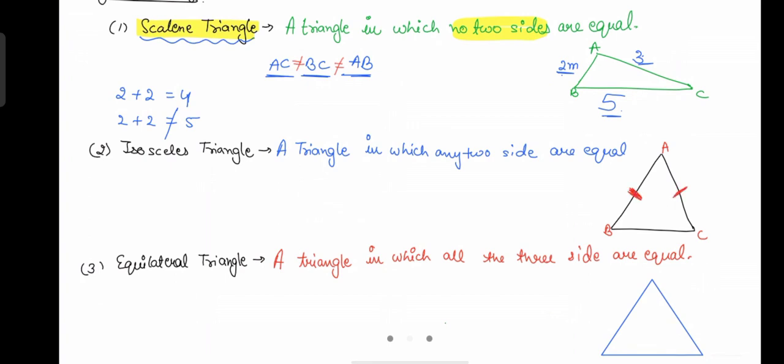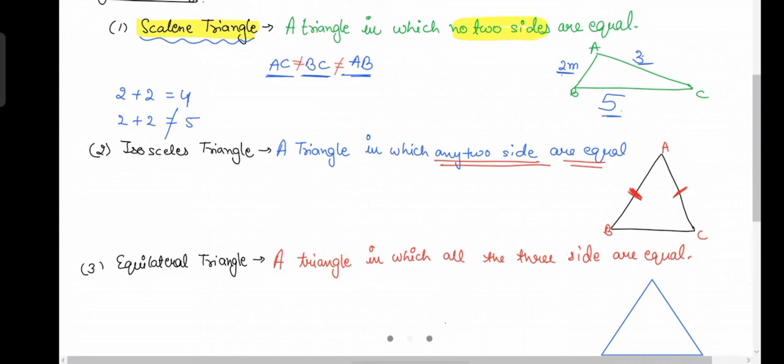Okay, let's come to the third type of triangle. So what do we see in this? Any two sides are equal. That can be any two sides. It can be AB equals AC, it can be AB equals BC, it can be BC equals AC. It can be any two sides, but you have to remember, only two sides are equal, never all three sides. Only two sides will be equal. Acha, then what will be the case when all three sides are equal?